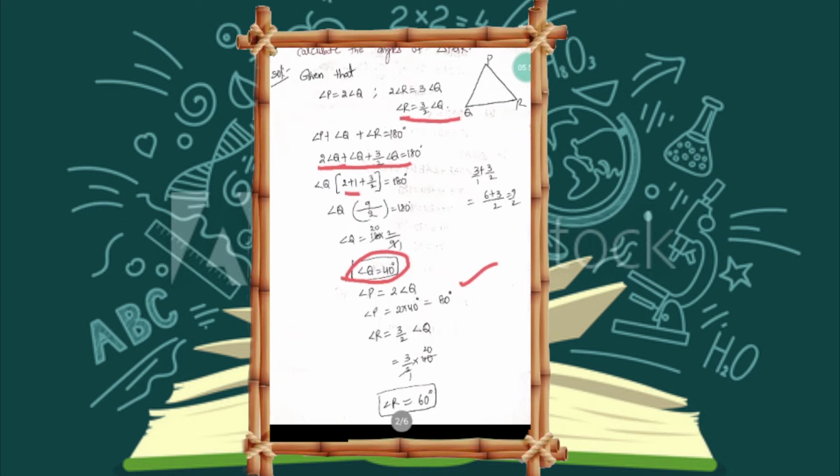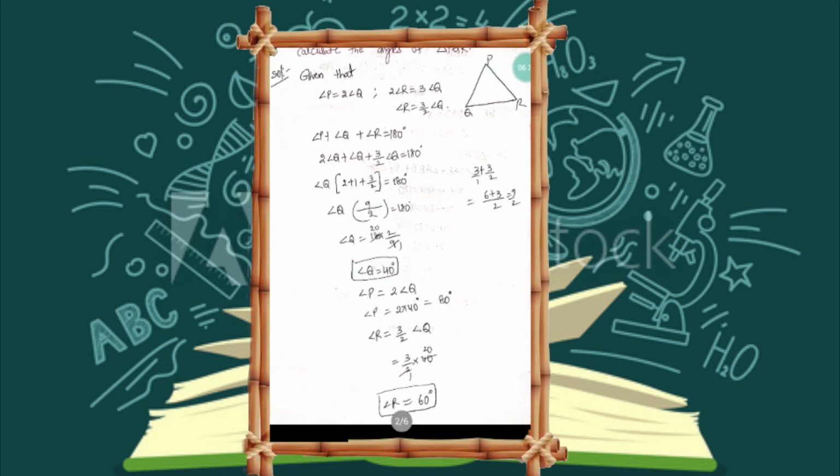Here angle P we can get how much? 80. Angle Q 40. 80 plus 40 is 120. Angle R 60. 120 plus 60 is equal to 180 degrees. The sum of the three interior angles of a triangle is also equal to 180 degrees. So our solution is correct. We don't know even one angle in these triangles, but we know the relation between these three angles.